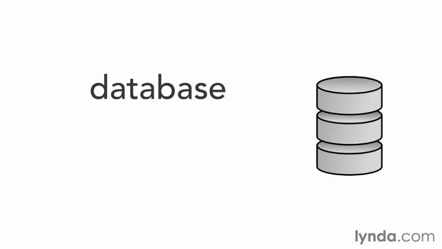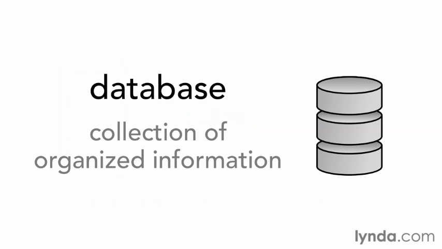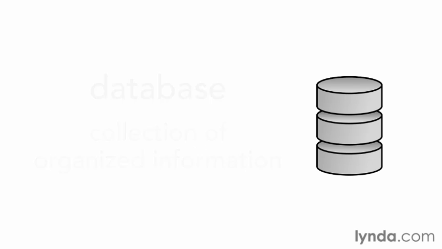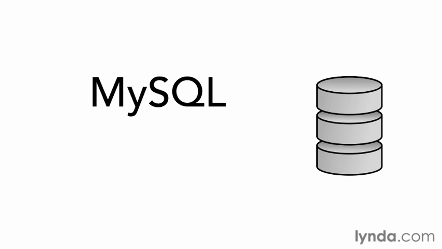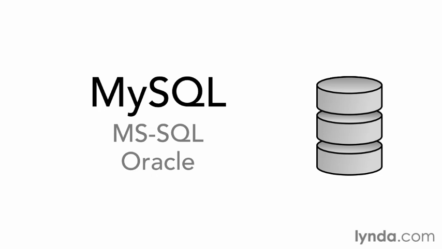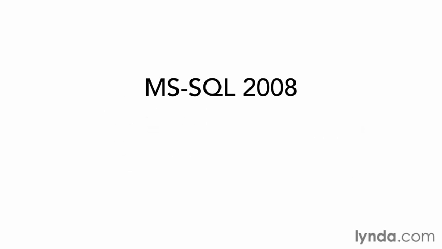A database is a collection of organized information. The database type that we will use in Joomla is called MySQL, but other types of databases include MS SQL or Oracle. Access is a database that runs on your laptop and is not suitable to use in a website. Joomla has been designed to work primarily with MySQL, but it supports some other databases as well.